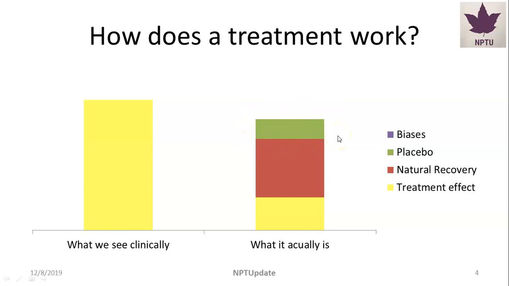Now, in addition to natural recovery, there are other aspects of outcome, which is placebo. I'm not going to explain much on placebo; I assume most of you are well aware of it. It's the patient's expectations which influence their perception of outcome. In addition to that, biases. There are lots of clinical biases that we have.